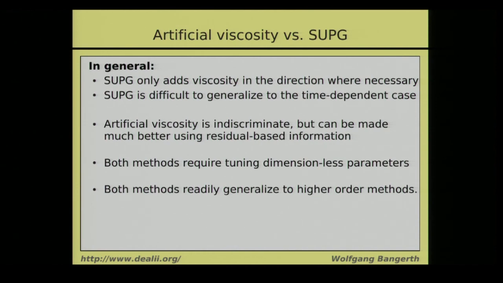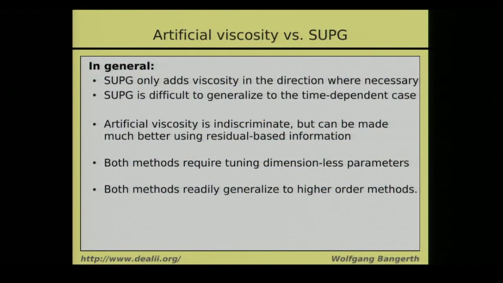It uses diffusion in every direction, but it can be made to work for the time-dependent case as well. Okay? Both of these methods require tuning of a dimensionless parameter. So in one case, it's the beta, and in the SUPG case, I need to make tau depend on the mesh size as well. So there's another scheme for this where I have a similar coefficient that is dimensionless, but I need to tune it.